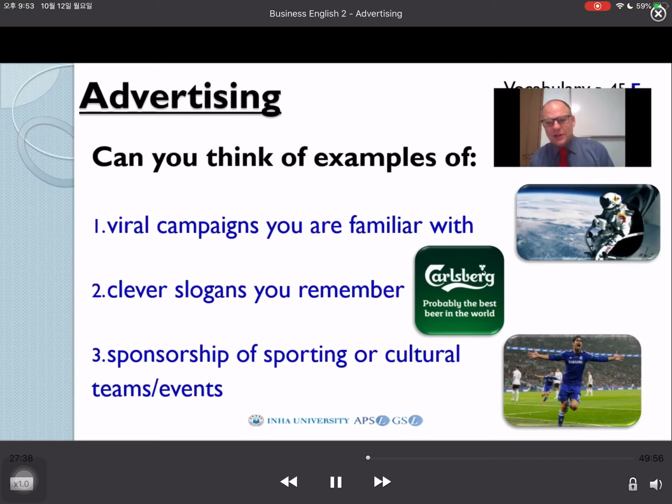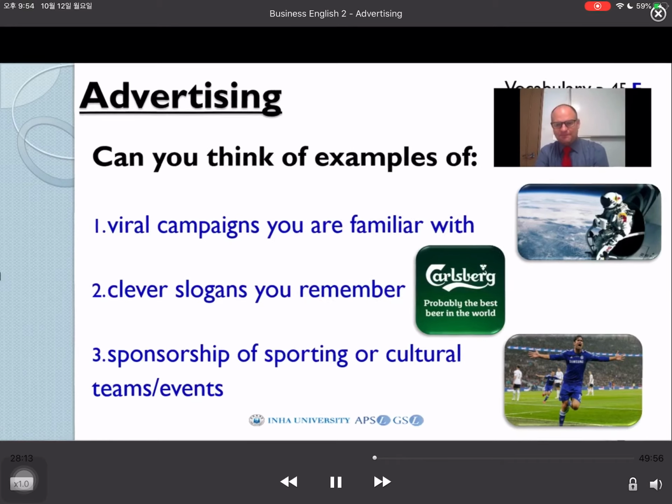So there you go. I'm not a Chelsea fan, but I can remember their sponsorship on their shirt. So can you think of any other examples of sponsorship of sporting or cultural teams? A big one in Korea would be baseball, SK sponsoring Incheon, and all the big teams have sponsorship behind them. When you're happy, move on, but don't forget to make some notes, jot your ideas down so you don't forget them. And if you can't think of any, go on the internet and find some. There's lots out there.